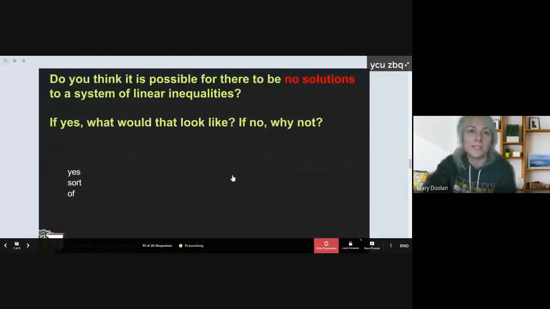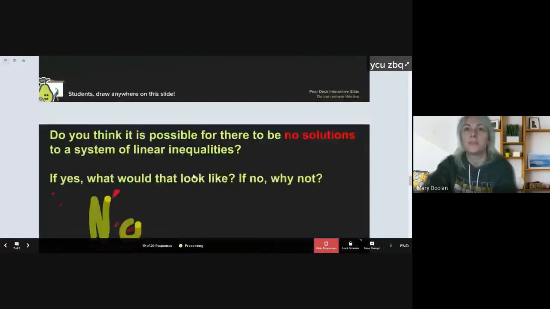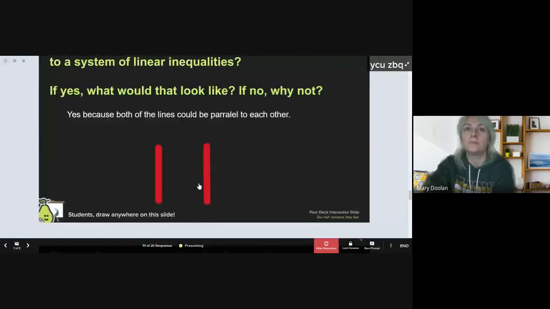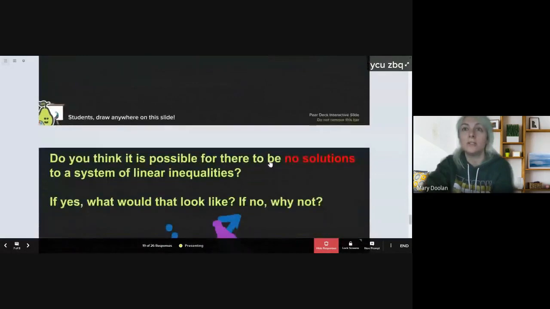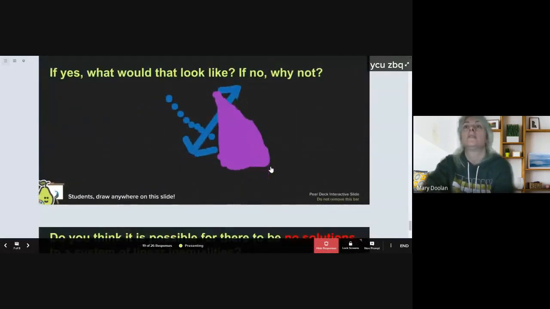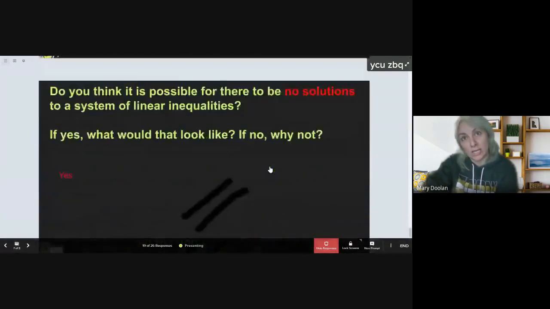No, I'm confused. That's fine. Yes, sort of. There wouldn't be an answer. No. Yes, they could be parallel lines. Not sure. Looks like we're trying to graph something and shade it.